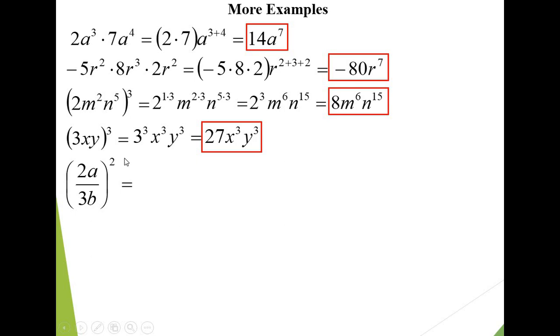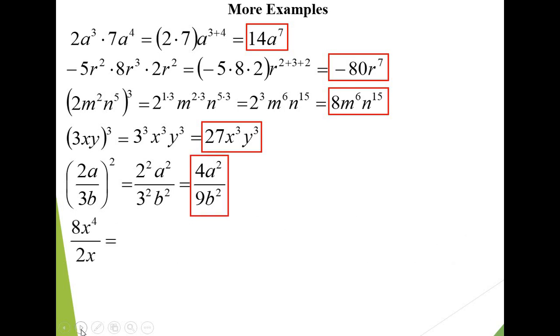So what this is going to give you is 2 to the 2nd power and a to the 2nd power, all divided by 3 to the 2nd power and b to the 2nd power. And this is how you would write it. You can further simplify that because 2 squared is 4. So the numerator is 4a squared, and 3 squared is 9, so the denominator is 9b squared. So that's your final answer there.